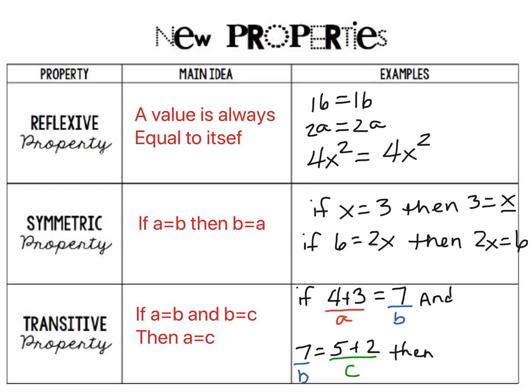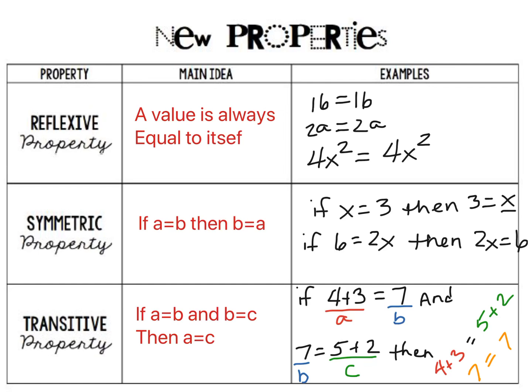Then I can say, and I'm going to run out of room here, 4 plus 3 equals 5 plus 2. And it is true. 4 plus 3 is 7. 5 plus 2 is 7. And I do know for absolute certainty 7 equals 7. Okay? We learned that back when we were talking about every number being equal to itself.